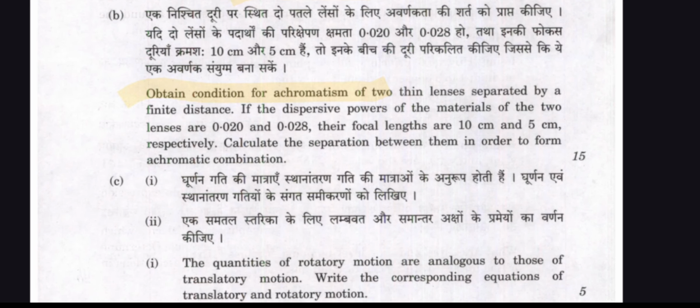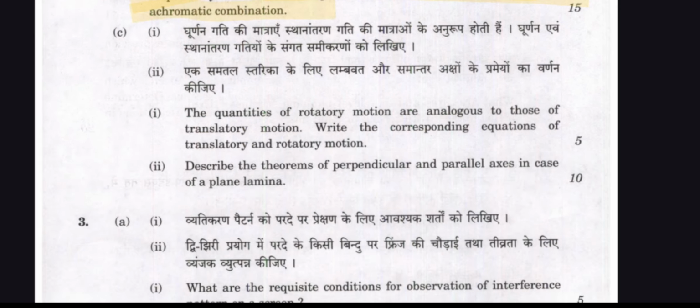Obtain the condition for achromatism of two thin lenses separated by a finite distance. If the dispersive powers of the materials of the two lenses are 0.020 and 0.028, and their focal lengths are 10 centimeters and 5 centimeters respectively, calculate the separation between them in order to form an achromatic combination. And question number C is here.